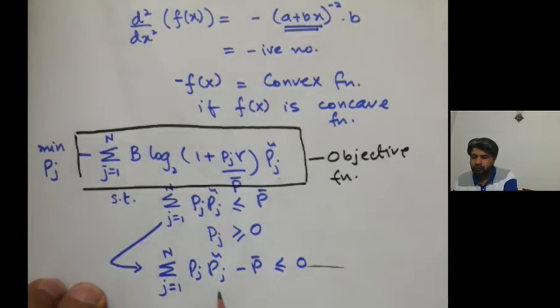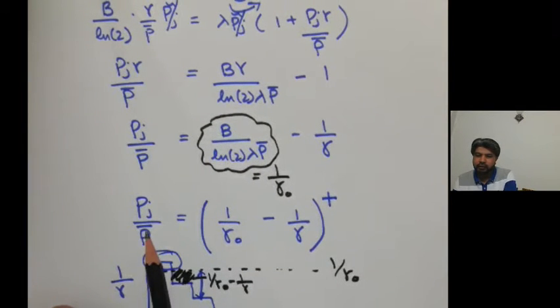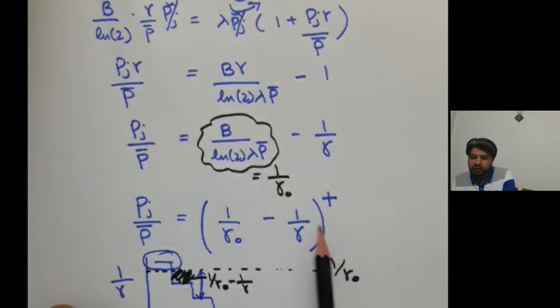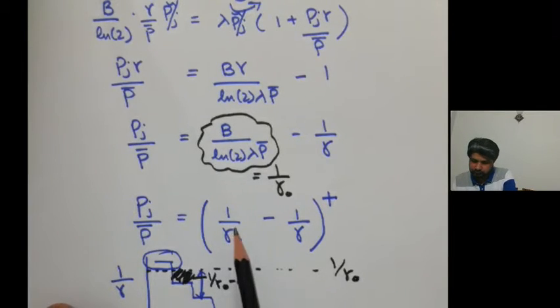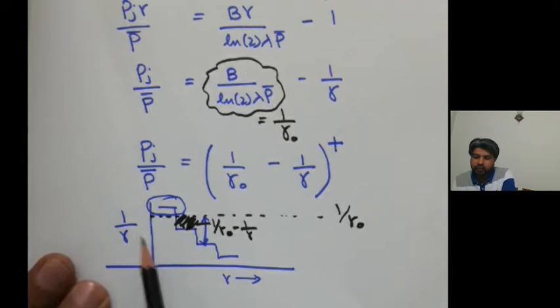In the last video, we solved this problem using the method of Lagrangian, and we showed that the power control we get is that Pj over P bar is nothing but 1 over gamma naught minus 1 over gamma, and we put a plus here to note that this power level is only possible if this quantity is positive. If 1 over gamma naught minus 1 over gamma is negative, then you would not put any power in the channel. So we said that this concept can be thought of as a water filling solution.